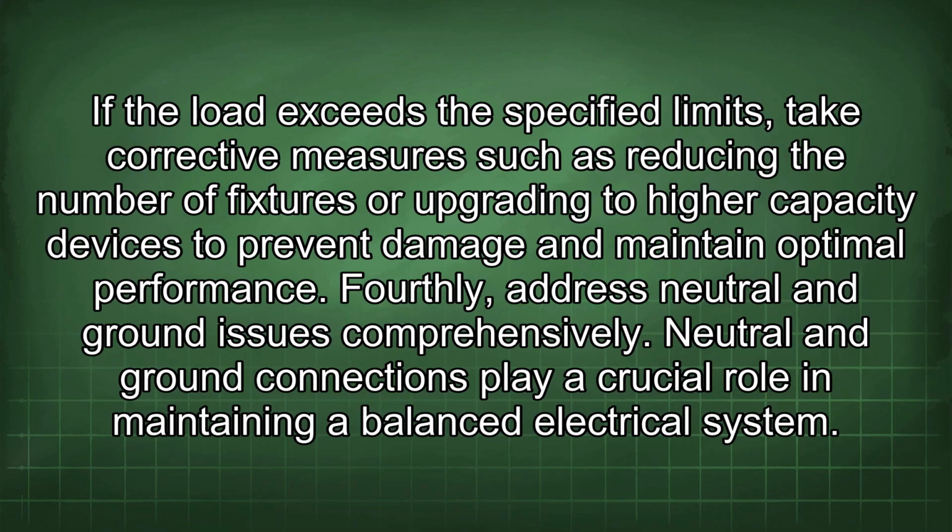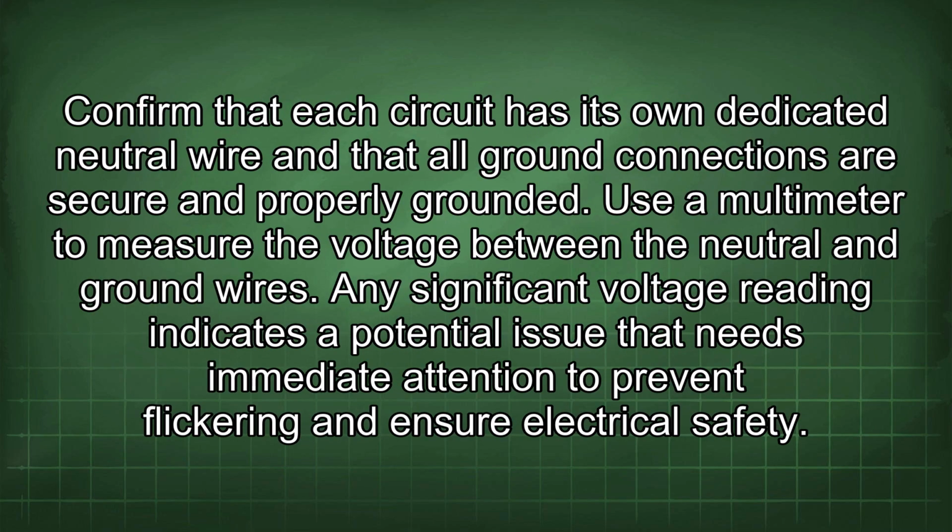Fourthly, address neutral and ground issues comprehensively. Neutral and ground connections play a crucial role in maintaining a balanced electrical system. Confirm that each circuit has its own dedicated neutral wire and that all ground connections are secure and properly grounded. Use a multimeter to measure the voltage between the neutral and ground wires. Any significant voltage reading indicates a potential issue that needs immediate attention to prevent flickering and ensure electrical safety.